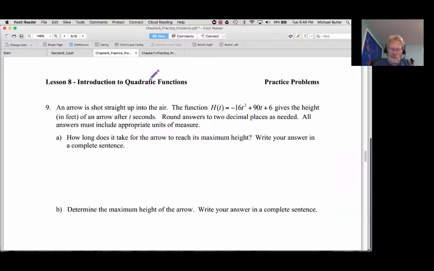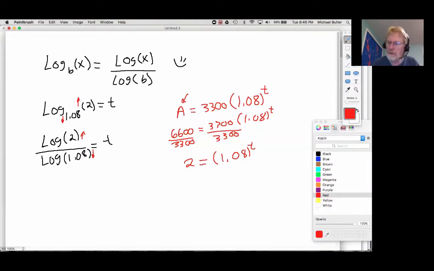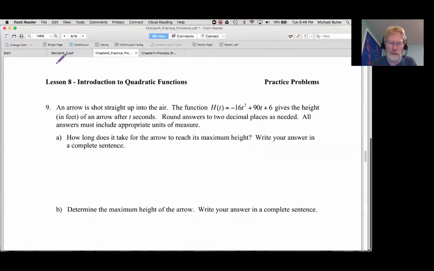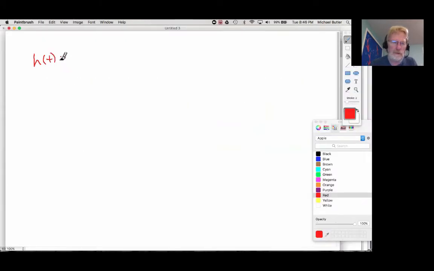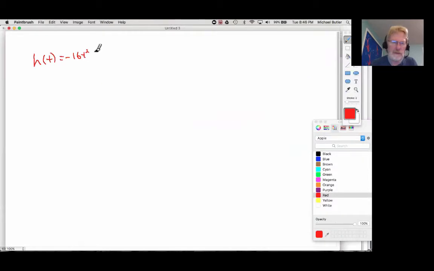Okay. So how long does it take for the arrow to reach its maximum height? Write your answer in a complete sentence. Okay, so let's go back over here and let's get ourselves a clean sheet. Okay, so what we know is that we know the height with respect to time, right? h of t, they're going to use capital H, I'm going to say lowercase, is equal to minus 16t squared plus 90t plus 6.